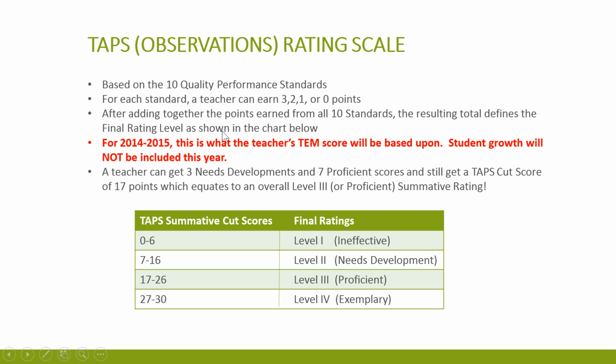So if you add up the points from your 10 standards, you will see if it falls between 0 and 6, you're definitely ineffective. That means on 10 standards, there were some you got 0 points on. So hopefully we don't have any teachers like that in Columbia County. If you add up the points and they fall between 7 and 16, that's level 2. And 17 to 26 points equals level 3 or proficient, which is the expected level of performance. And 27 to 30 points equals level 4 or exemplary.